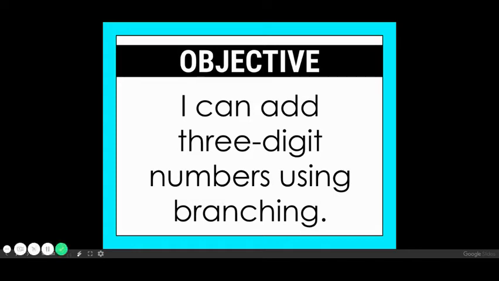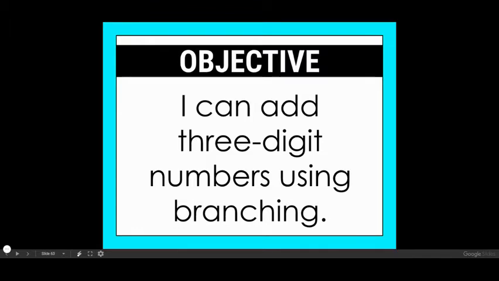Hi, second graders. Our lesson today is going to look very similar to our lesson from yesterday, except today we get to go into the hundreds place value. So our objective is I can add 3-digit numbers using branching.